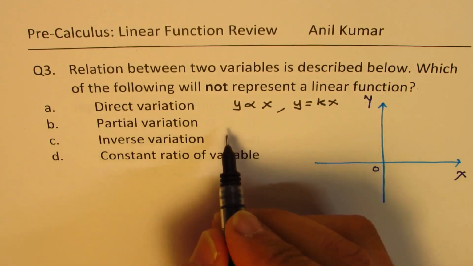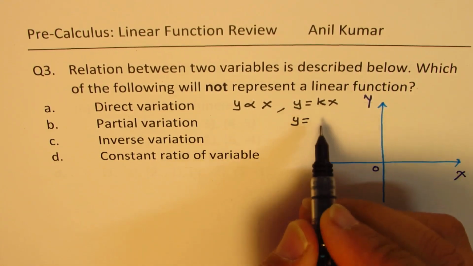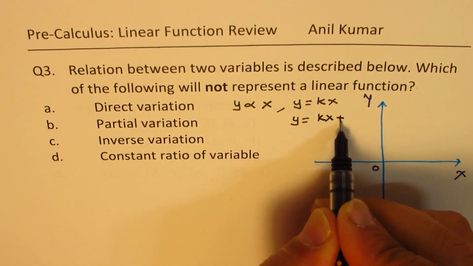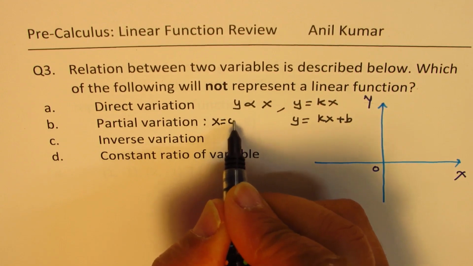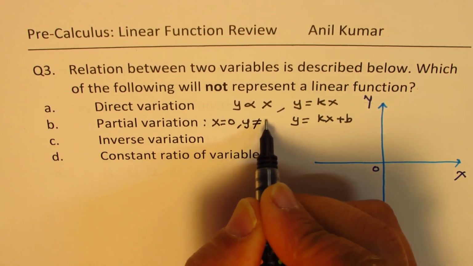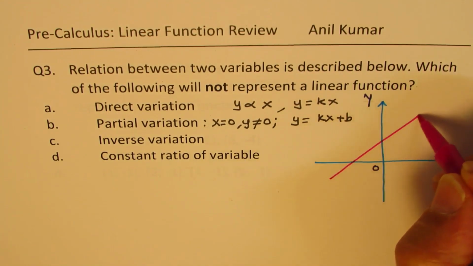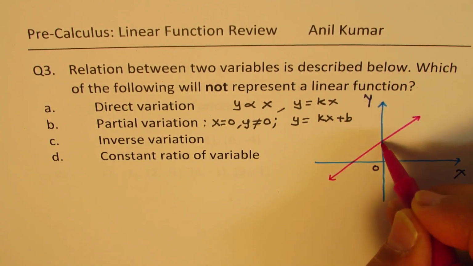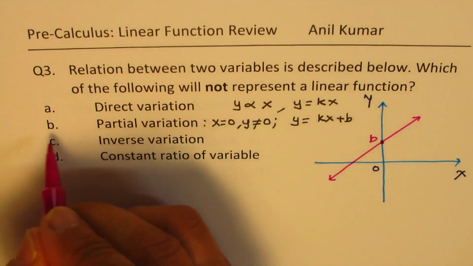Partial variation is we say that y is equal to kx plus b. So in partial variation, when x equals 0, y is not equal to 0. So that is partial variation. To show you on a graph, partial variation will be kind of like this, right? So where this point is b. So that is partial variation.